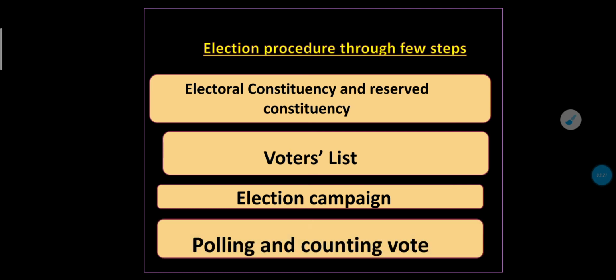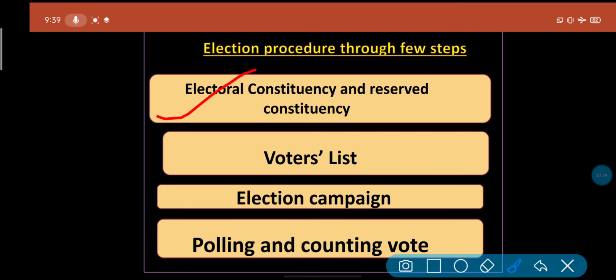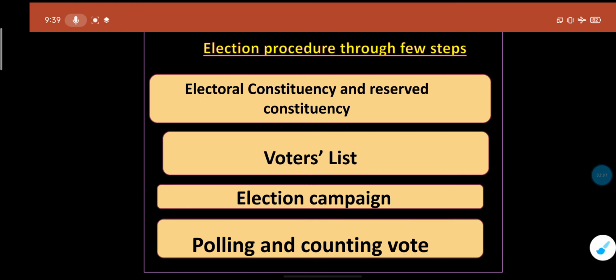Polling and counting votes: the day we go to give our vote is the poll day. After completing all the election procedures, the votes that people have cast are counted and the result is declared, and that is known as counting of votes. So these are the 4 important steps by which you will understand the election procedure of our country in a smooth manner. Let's start with the first one, electoral constituencies and reserved constituencies.